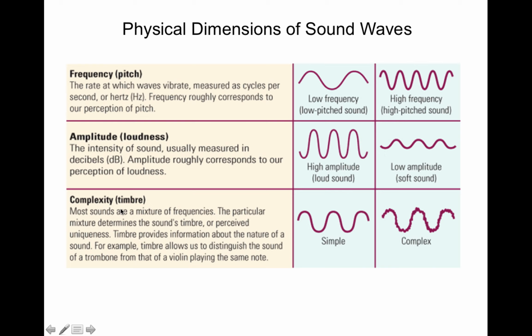And then we have the timbre, which is the complexity. So here you see a simple sound wave. Here you see a very complex sound wave. And timbre gives us information about the nature of the sound. So for example, when you hear someone play a guitar or a piano, like I just said, it's the same note, but it sounds different because of this complexity.